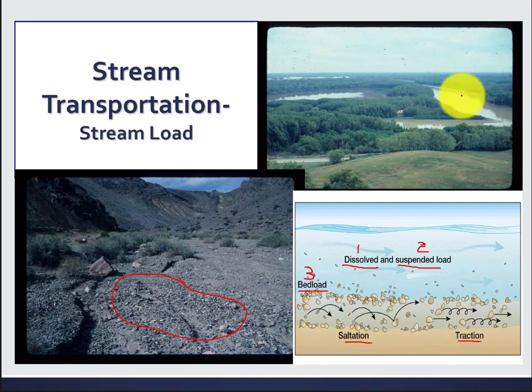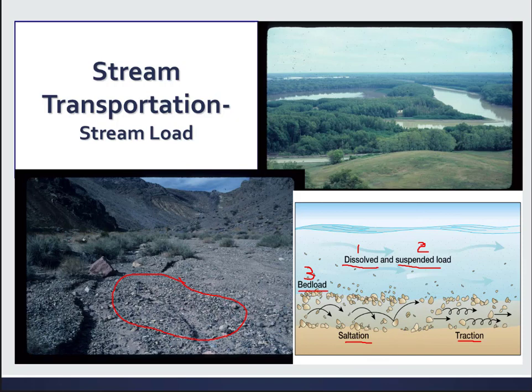What about up here? This is the muddy Mississippi. It's called the muddy Mississippi because most of the Mississippi River's stream load is carried in suspension, and that's what gives it its muddy look. You could talk about the Yellow River in China, which also has a lot of suspended sediment.